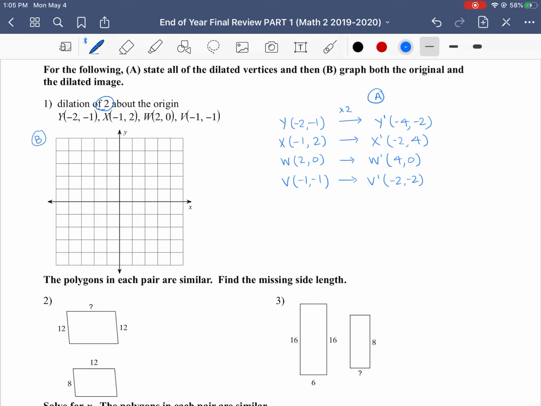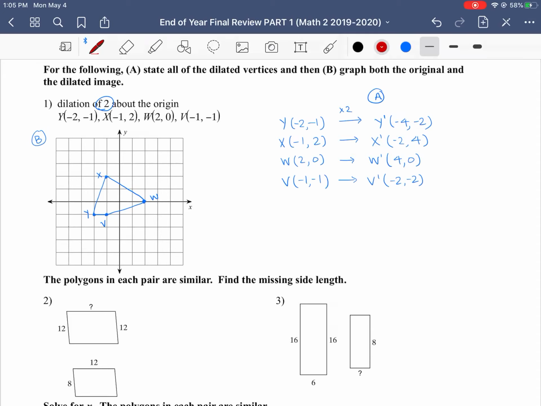Part B, go ahead and graph both the image and the dilated image. So if I want to graph the original image, Y is at -2, -1. And we always make sure that we label these when we graph. So X is -1, up 2, and W is at 2, 0, and V is at -1, -1. Again, if you connect those dots in the order given, that gives you your original polygon. Then you can go ahead and graph the prime points.